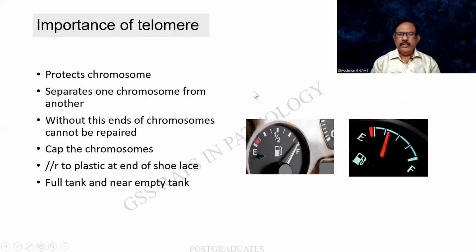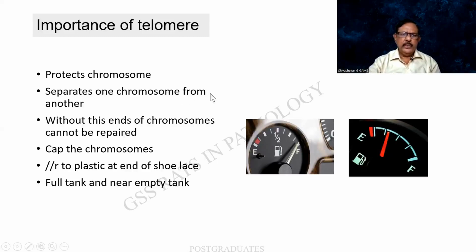So what is the importance of the telomere? It protects the chromosome, we had said so far. And we had thought about aging. Now what happens when your vehicle is running? It can be having a complete tank or progressively as it runs, there is an emptying of the fuel, there can be a near empty tank. That is what is happening in aging.